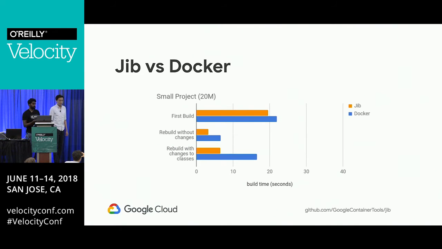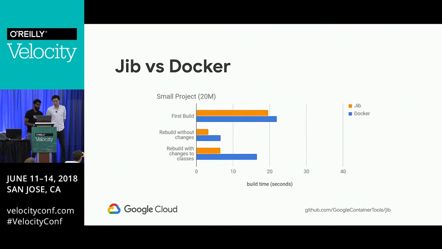So here's a small example showing you how you get speed improvements. Your first build using Jib or Docker. This is a Dockerfile example that we found on a Spring tutorial. It uses a single layer for your application as opposed to 3 layers like we do in Jib. And your first build is the same. You have to send everything over to the registry.